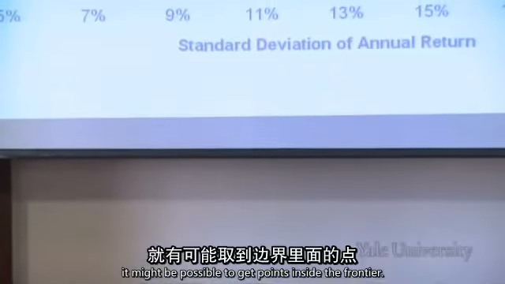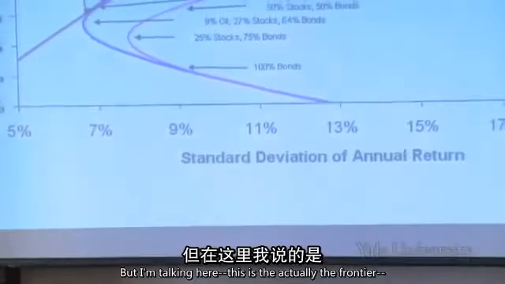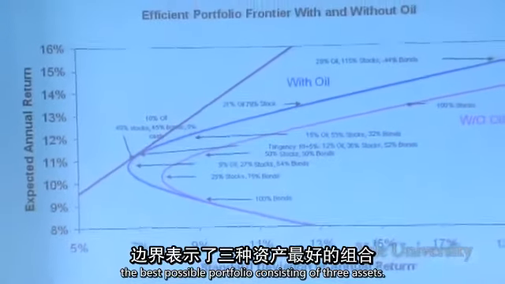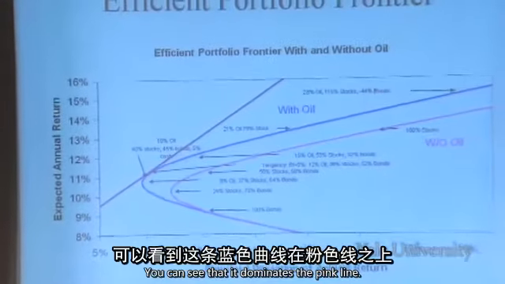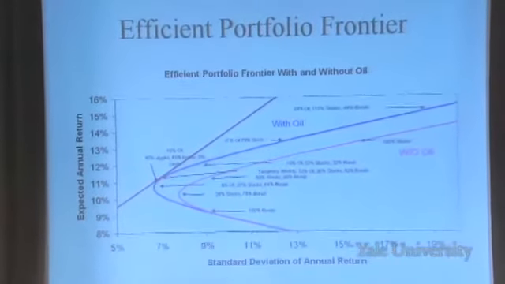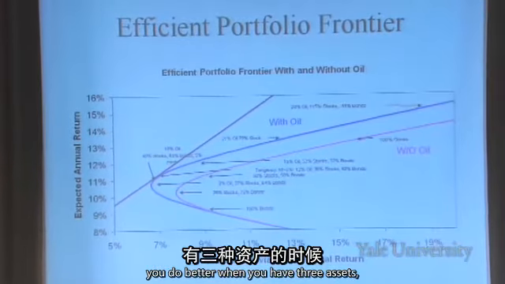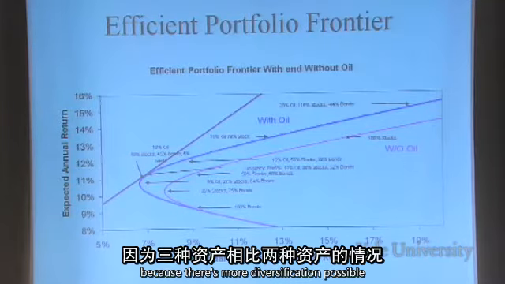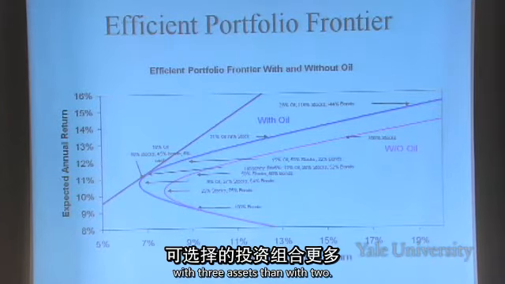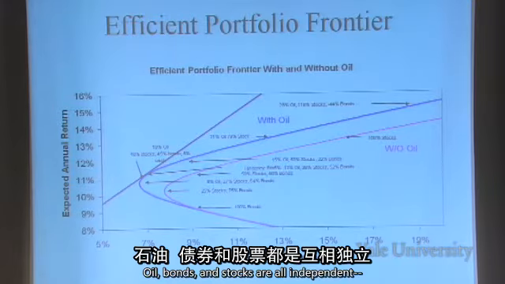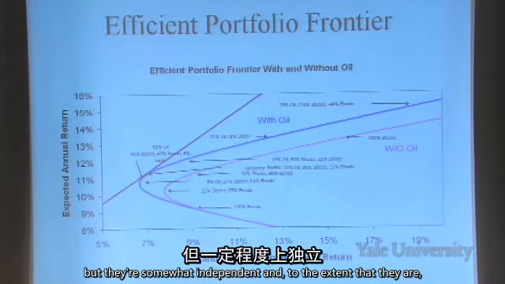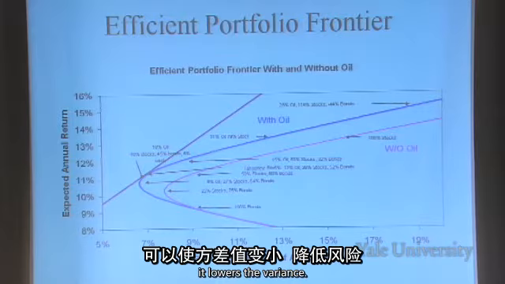Okay? Now, once you have more than 2 assets, it might be possible to get points inside the frontier. But I'm talking here, this is actually the frontier, the best possible portfolio consisting of 3 assets. And you can see that it dominates the pink line, right? When you add another asset, you do better. When you have 3 assets, you do better than if you just had 2. And that's because there's more diversification possible with 3 assets than with 2. And oil, bonds, and stocks are somewhat independent. They're not perfectly independent, but to the extent that they are, it lowers the variance.